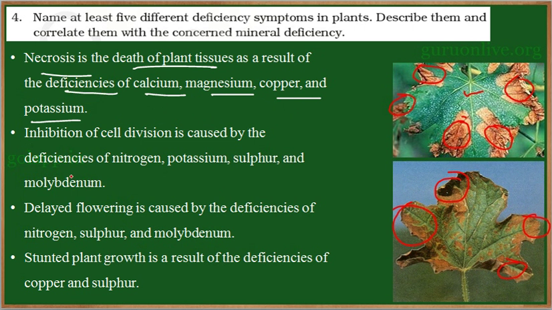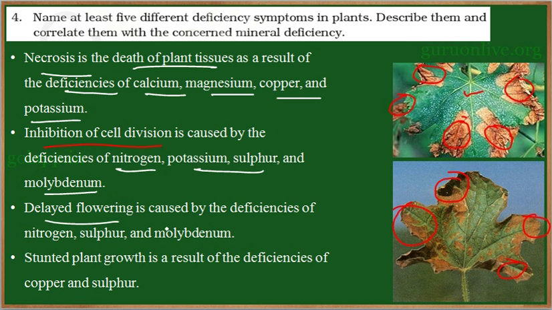The next symptom is inhibition of cell division. Inhibition of cell division is caused by deficiency of nitrogen, potassium, sulfur and molybdenum. It means the cell division has been stopped. Generally in plants, the meristematic cells undergo division, and the newly divided cells are responsible for growth. So when cell division is stopped, there is no growth in the plant.